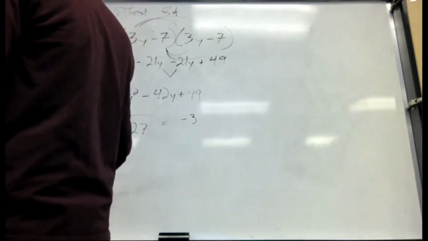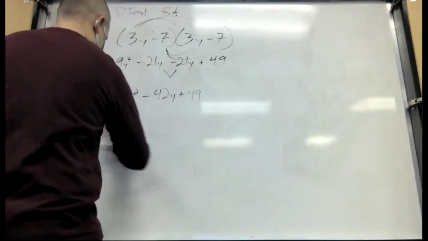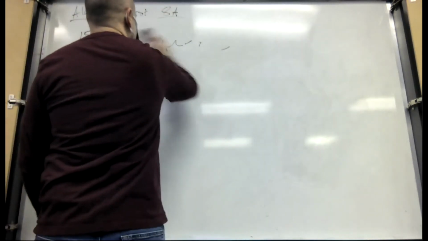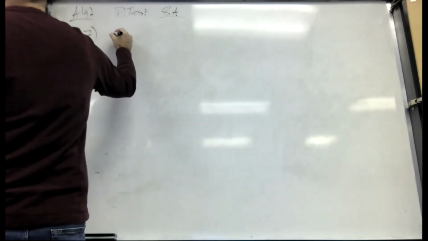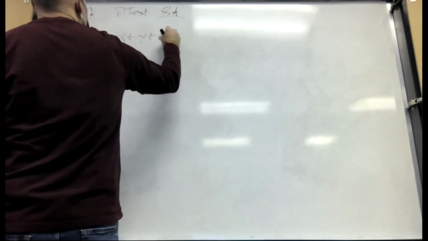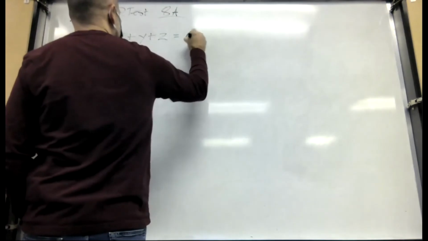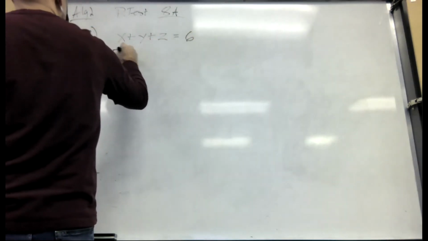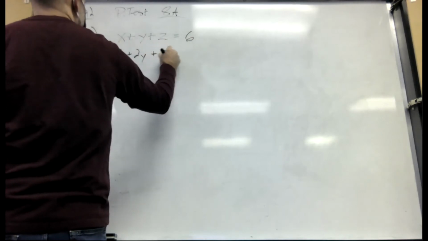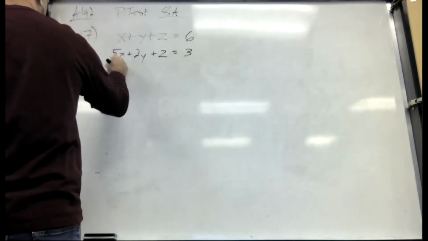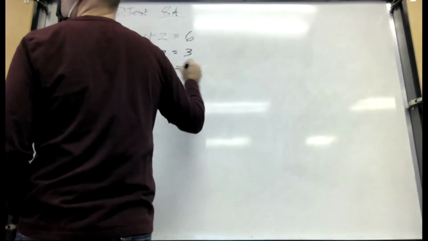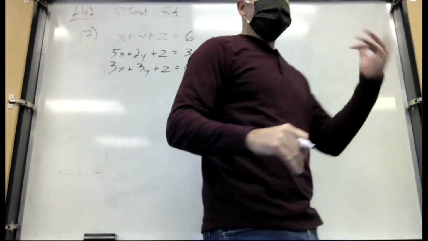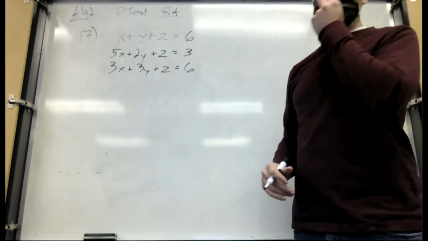All right, number 17. Okay, let's get a full screen on this. This is exciting. We're going to solve this system of equations, and it's 3 variables. So this is going to take a bit. x plus y plus z equals 6. And then we've got 5x plus 2y plus z equals 3. And 3x plus 3y plus z equals 6. Okay, so we've got 3 equations with 3 variables, which means we can solve this. If you have 3 variables and only 2 equations, you can't do it.